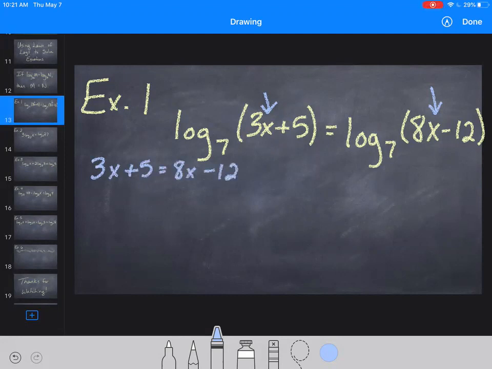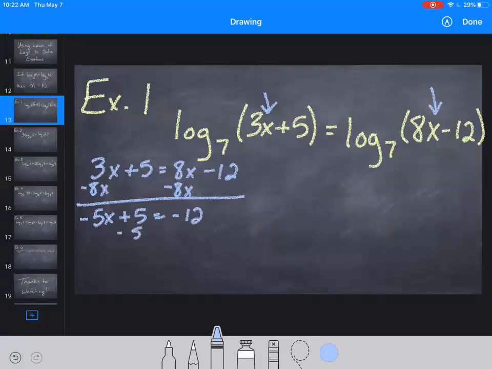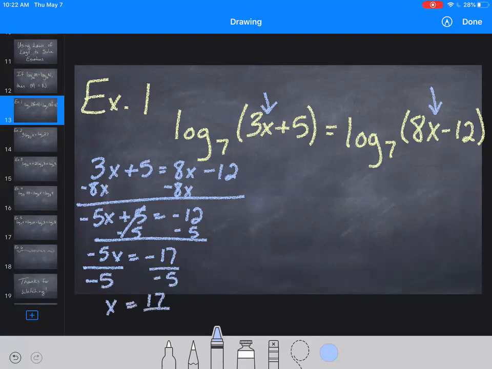Now I'm just going to solve for x. I want my x's on one side and my numbers on the other side. I'm going to subtract 8x from both sides. I end up with negative 5x plus 5 is equal to negative 12. I'm going to subtract 5 from both sides, and I get negative 5x is equal to negative 17. Then let's get rid of the negative 5 by dividing by negative 5, and I end up with x is equal to 17 fifths. And this is my answer.